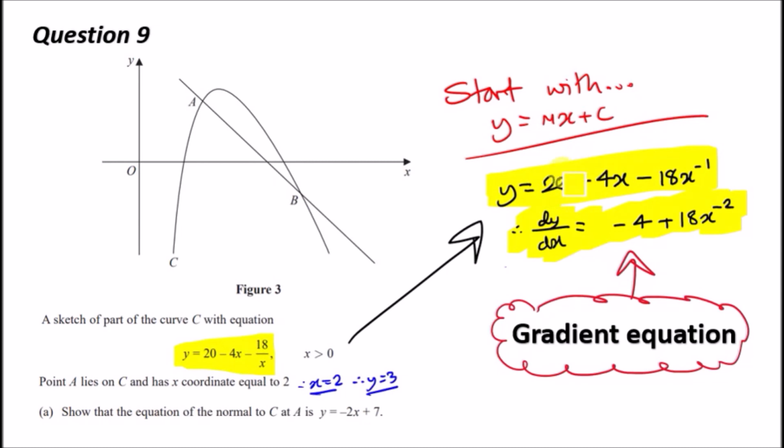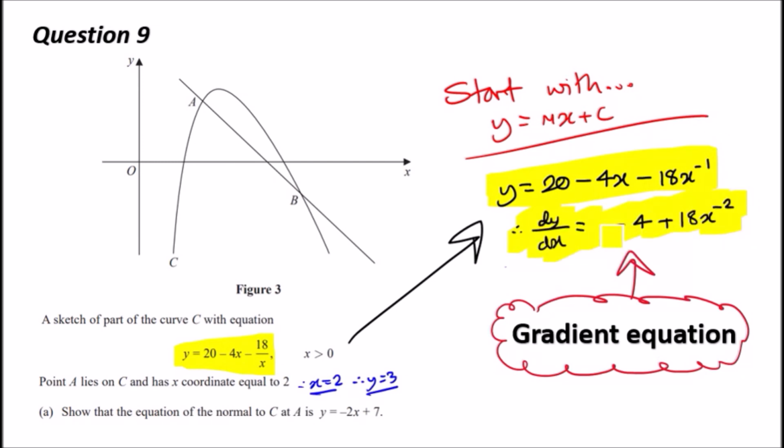Differentiating 20, a constant, you get 0. Differentiating minus 4x, you get just minus 4 because x vanishes. And for 18x to the negative 1, drop negative 1 in front, so it'll be minus 1 times minus 18, which is plus 18. Subtract 1 from the power, you get minus 2. And you've found an expression for the gradient.